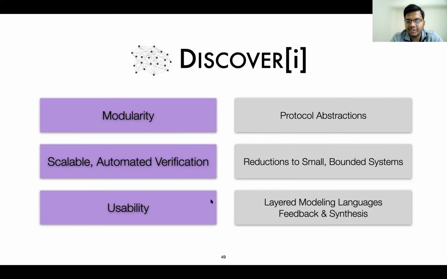I was just curious about the middle layer, the scalable automated verification. What kind of verification technology goes into that for verifying the small cutoff sizes? Is it using SAT or SMT based model checking, BDD based, or explicit model checking?